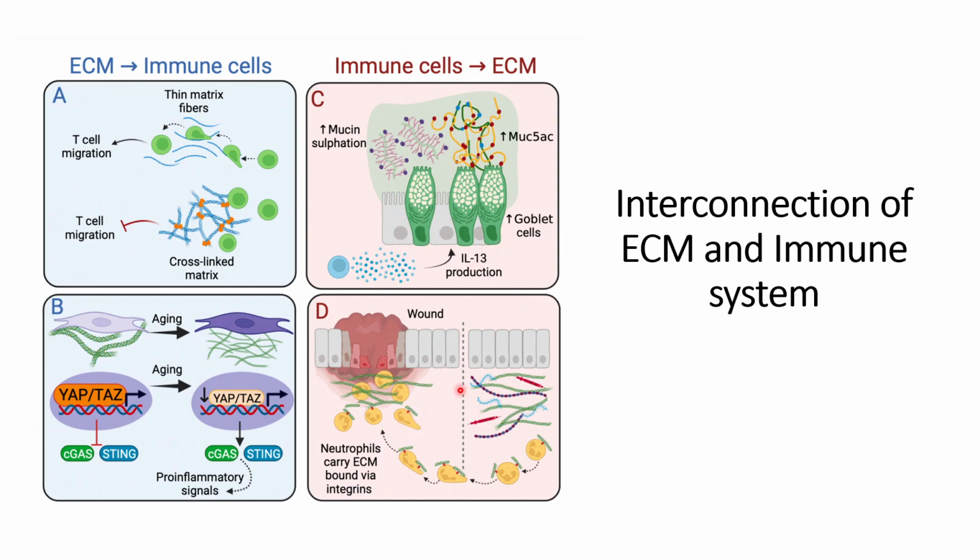Next, in this strategy, what has been found is that the immune cells can carry the extracellular matrix with themselves, with the help of integrin, to the site of injury, thereby decreasing the time to repair the wound, which would take more time by generating extracellular matrix at the site of the wound. So these are some of the examples of the interconnection between ECM and the immune system.